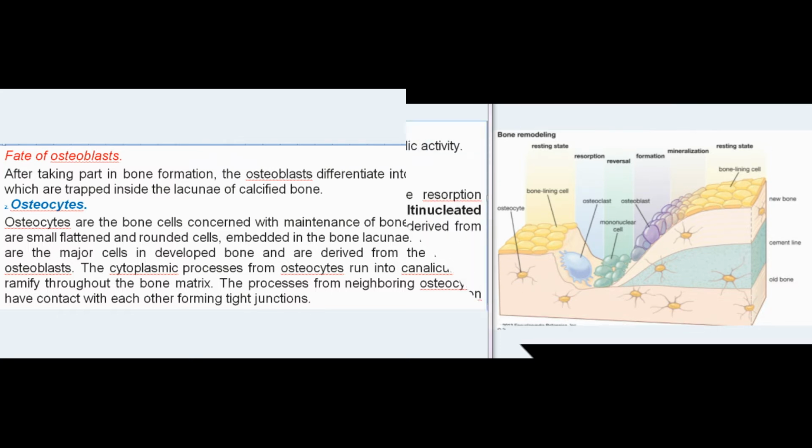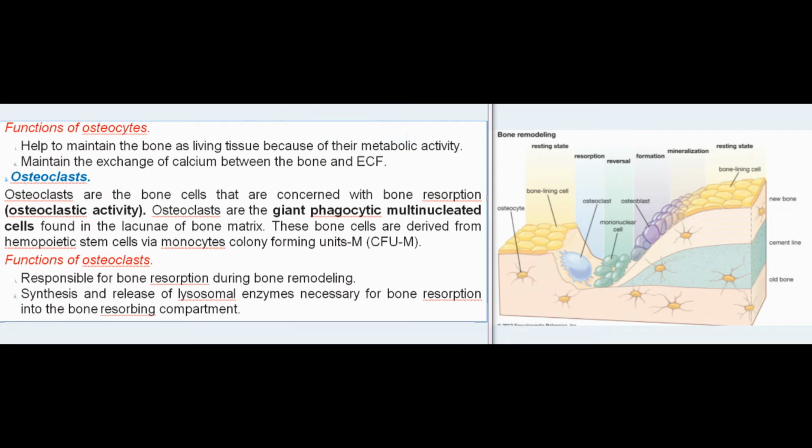Functions of osteocytes. Help to maintain the bone as living tissue because of their metabolic activity. Maintain the exchange of calcium between the bone and ECF.